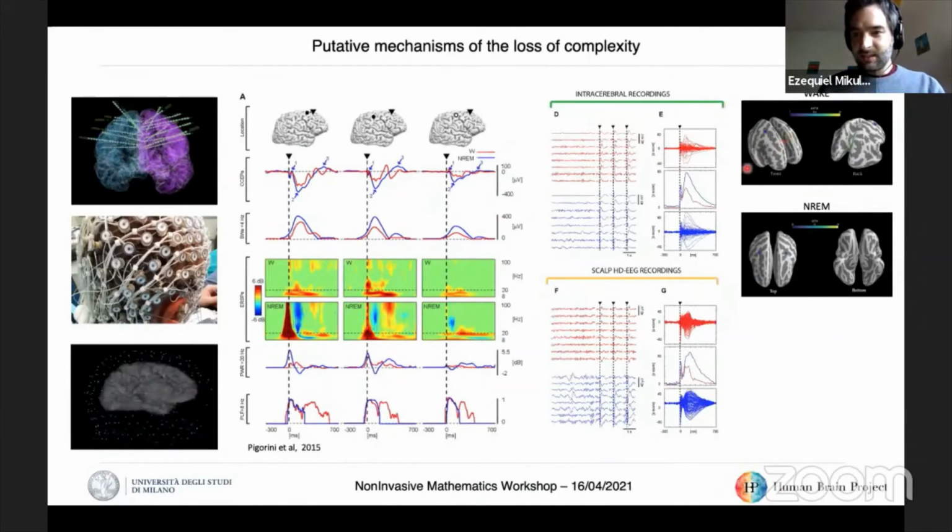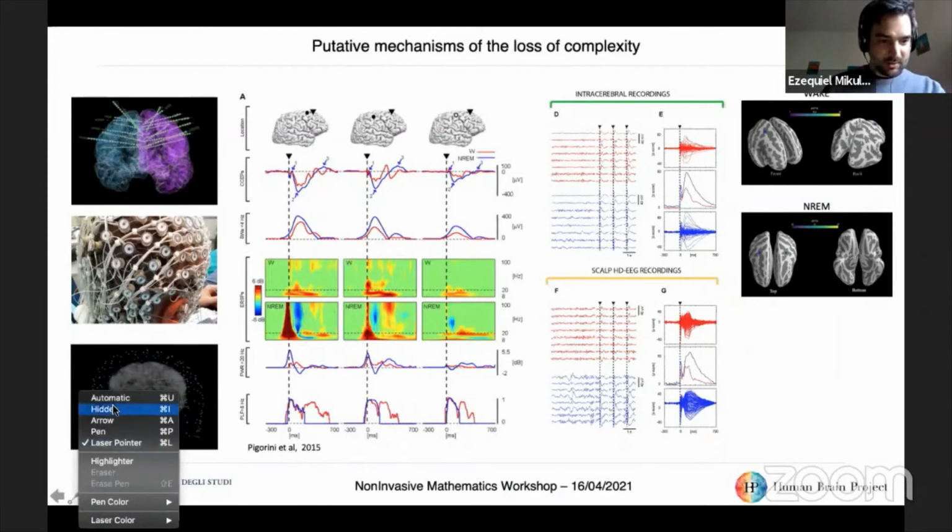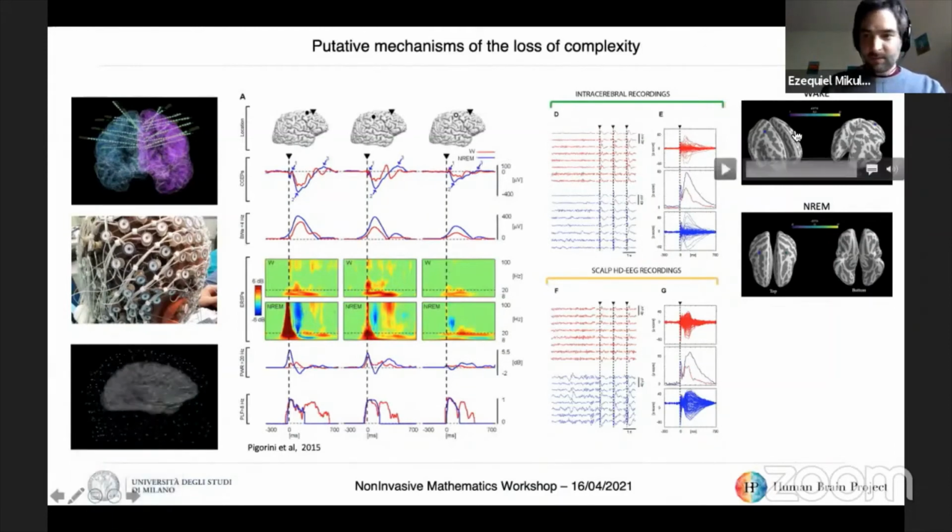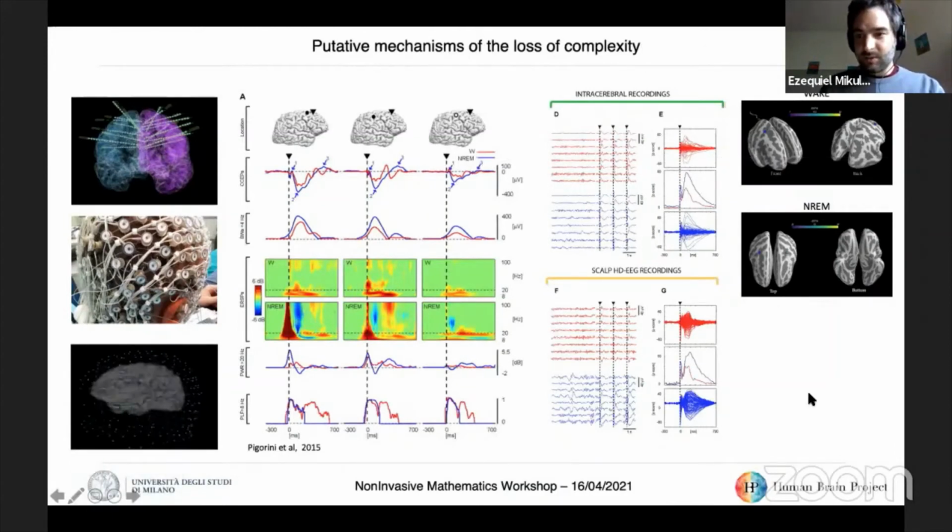Is this like the TMS? If we look at the response, you can see during wakefulness the typical spreading of the activity that comes and goes, that moves around. And if we stimulate during sleep, you can see that the activity mainly remains local where you stimulate it and then dies.